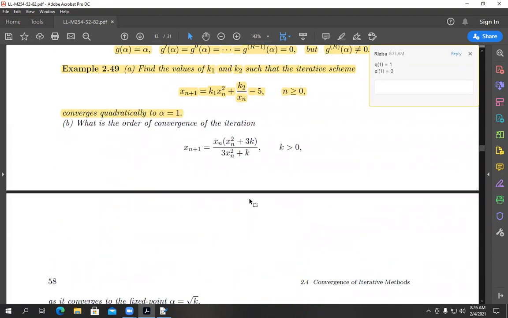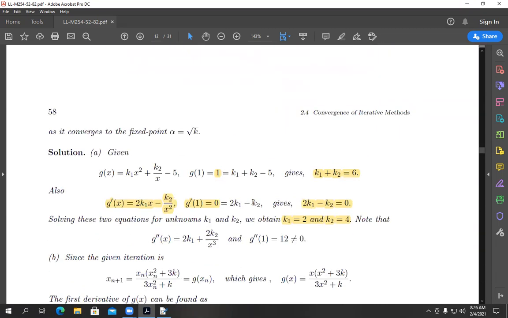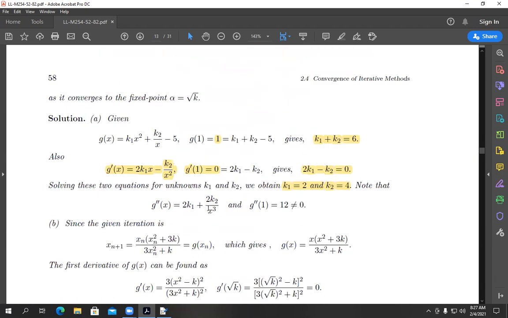Now, because the teacher says converge quadratically, it also means g double dash should not be equal to 0. Some students, when they did this example, stopped here. They say you were asked to find k1 and k2, this is the answer. But for this answer, your second derivative should not be equal to 0, because of the quadratic condition. Quadratic condition means g double dash should not be equal to 0. So now you can find the g double dash, which is this one.